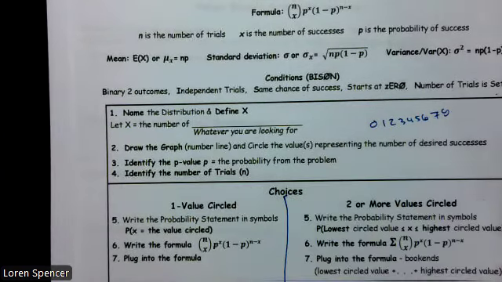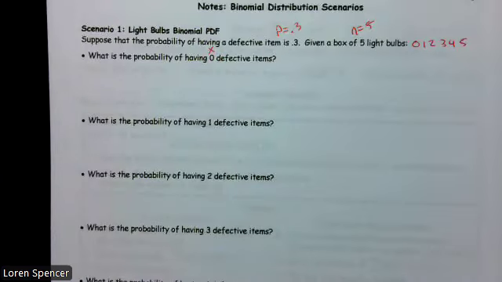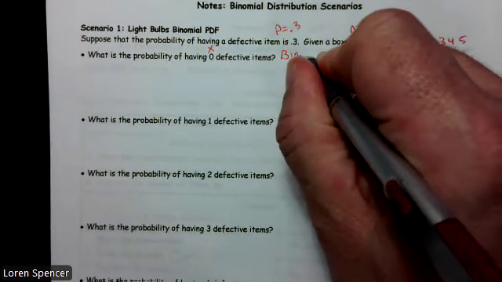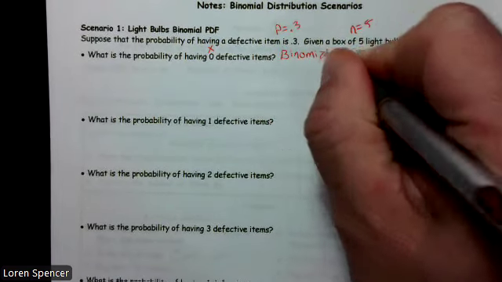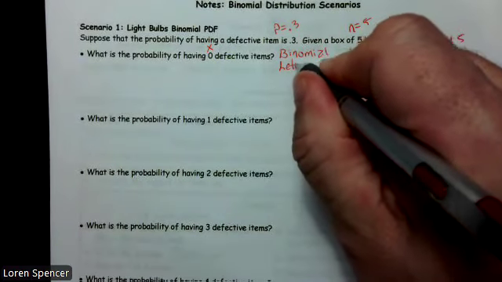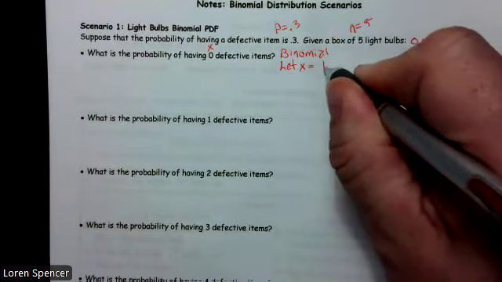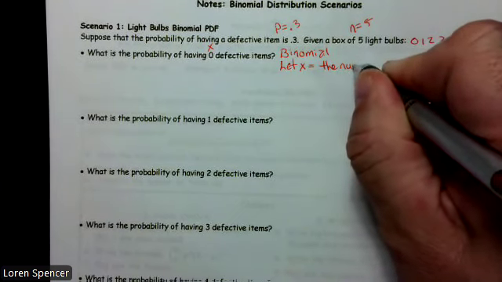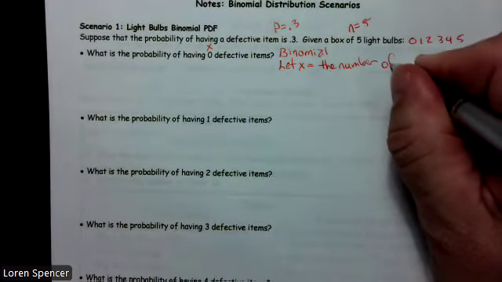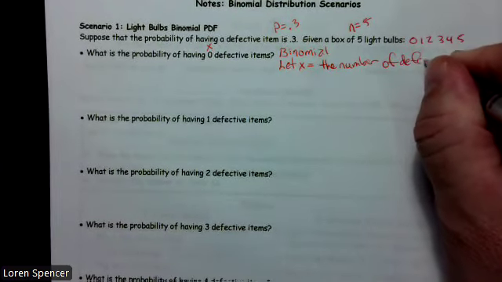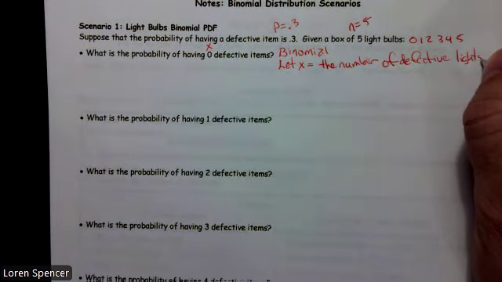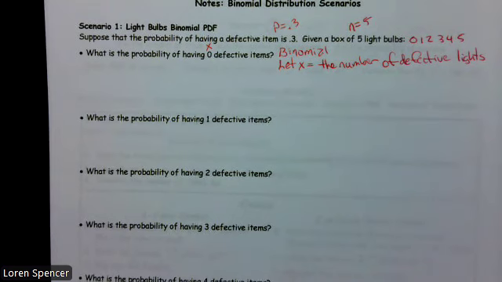First thing we need to do is name the distribution and define X. Well, this is the binomial. By the way, I'm only going to define it for the first one on this problem because all of them are going to be binomial and it's all going to be X. Let X equal the number of defective light bulbs. I'm just going to write defective lights to abbreviate.